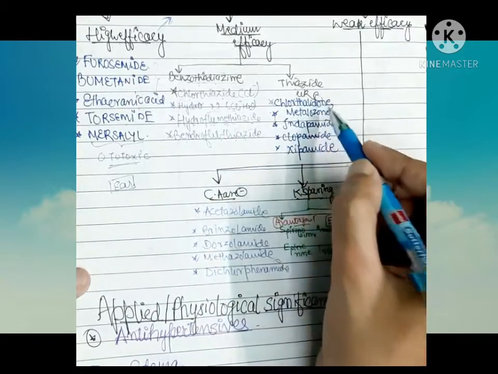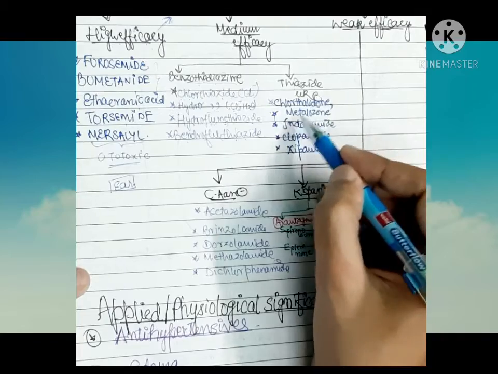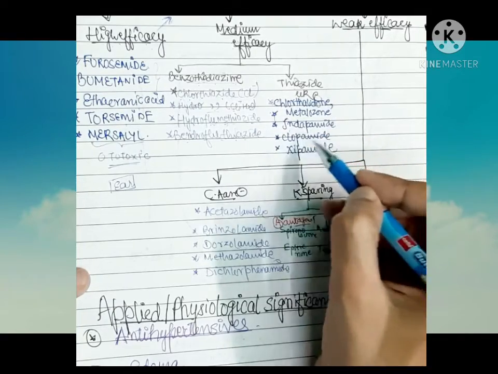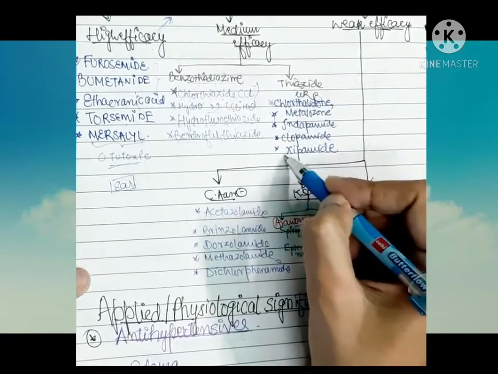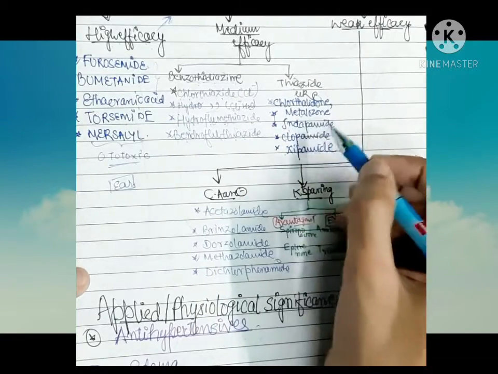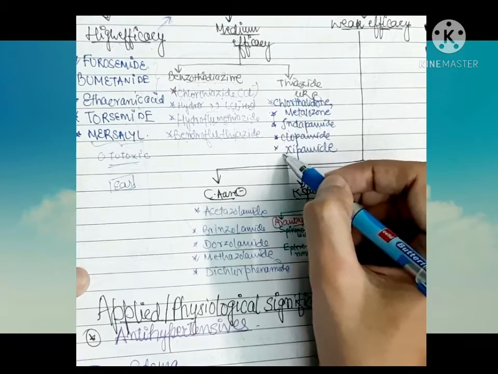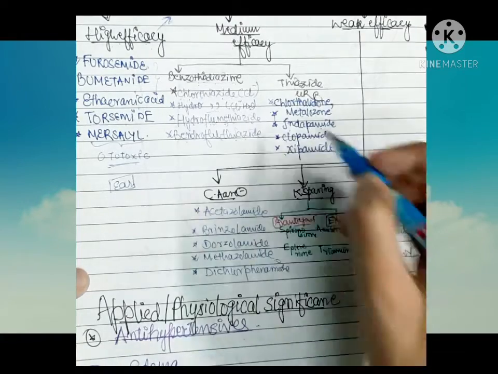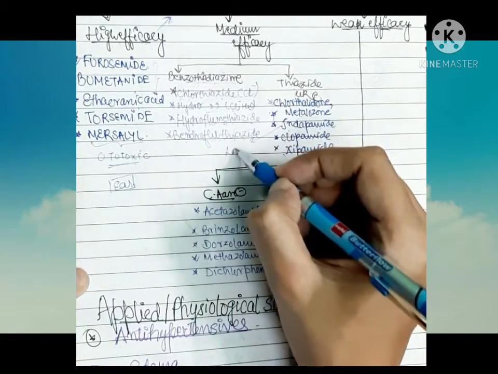And the thiazide-like drugs are chlorthalidone, metolazone, indapamide, clopamide, and xipamide. Indapamide is the longest acting drug.